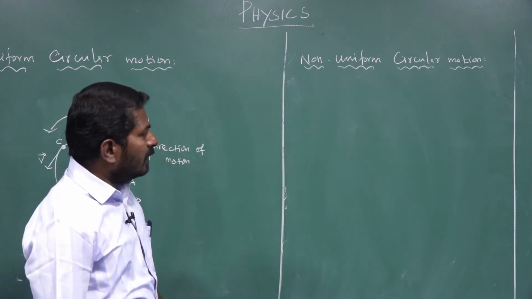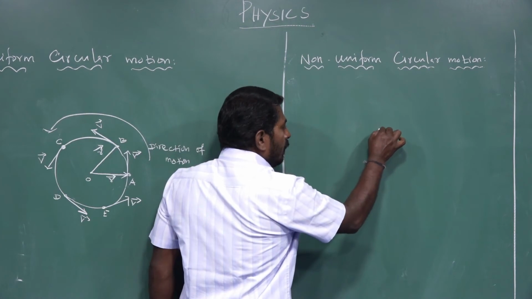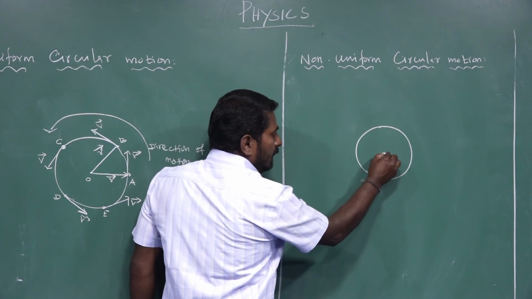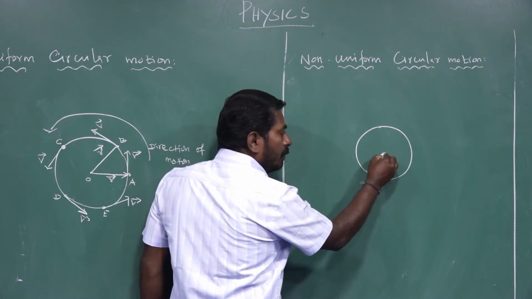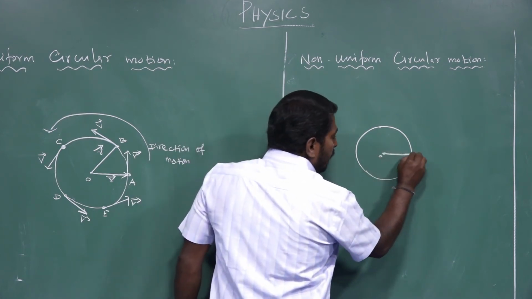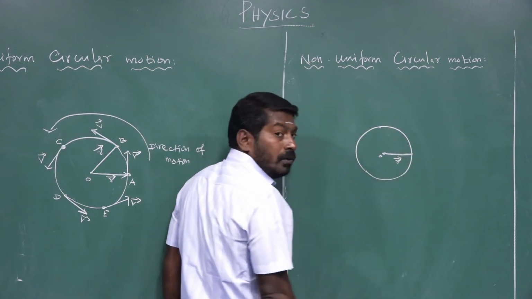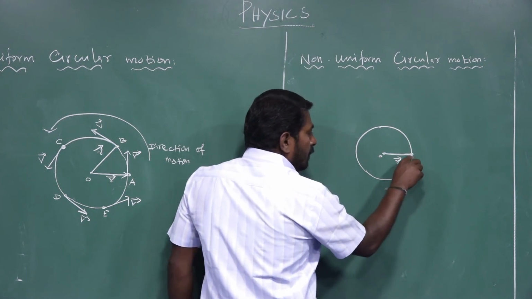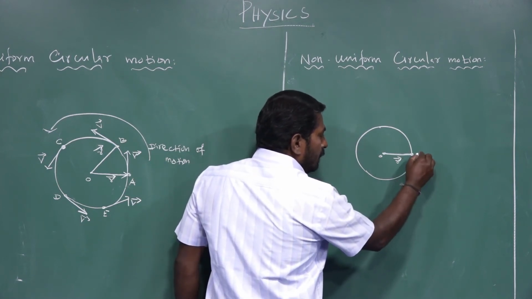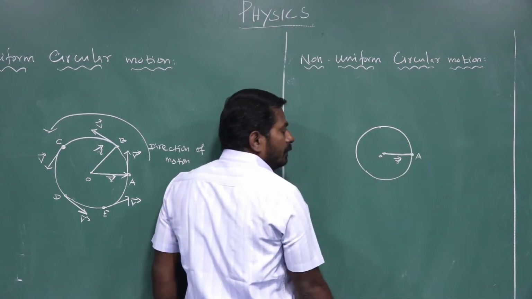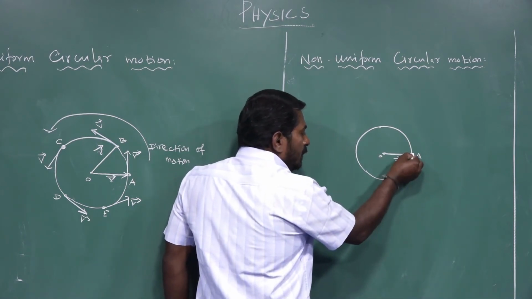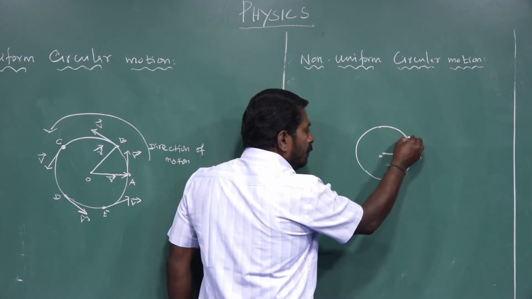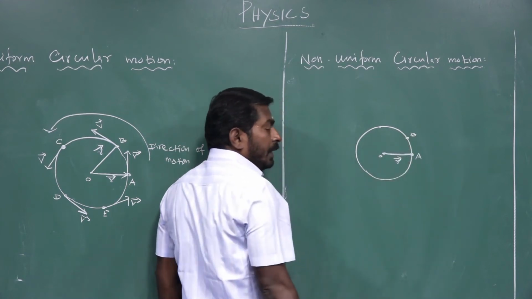In non-uniform circular motion, let us consider one circular path, with center O and radius vector r, which is also called the position vector. Initially, the point object is on the circumference of the circle at point A. Now that point object moves along the circumference of the circle and reaches point B with a different speed.